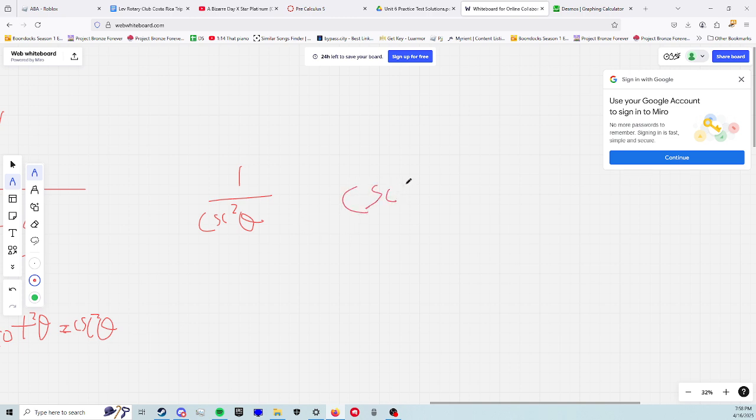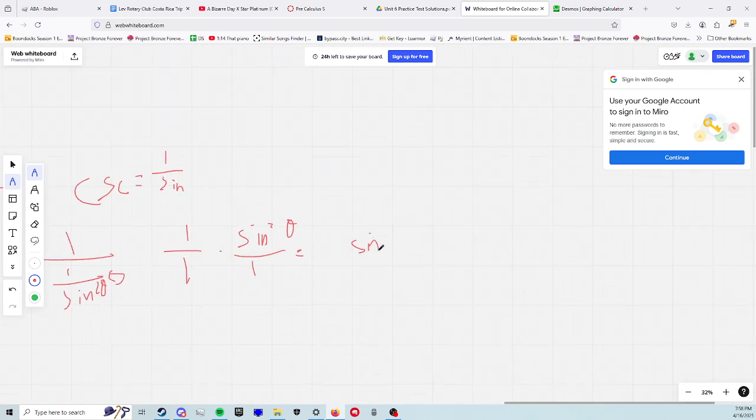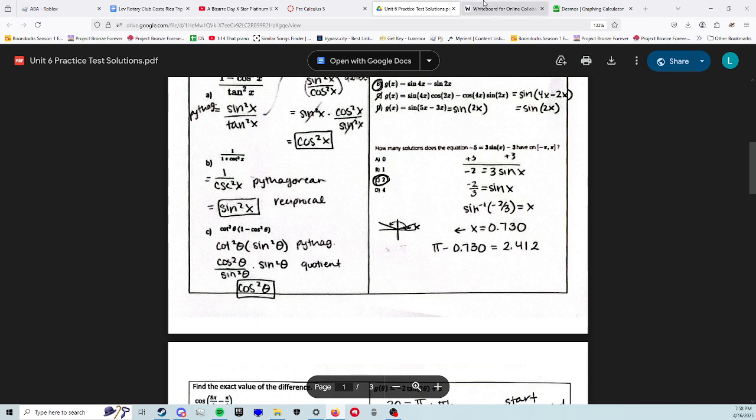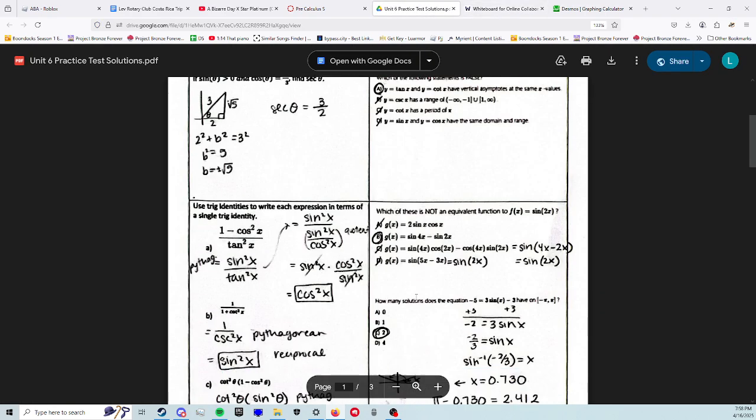cosecant is equal to 1 over sine theta. Now, this is going to seem crazy, but it's 1 over 1 over sine squared theta, and these get flipped and you multiply, giving sine squared theta over 1. And then voila, you get sine squared theta. Alright, last one. Actually, there's another question after this.